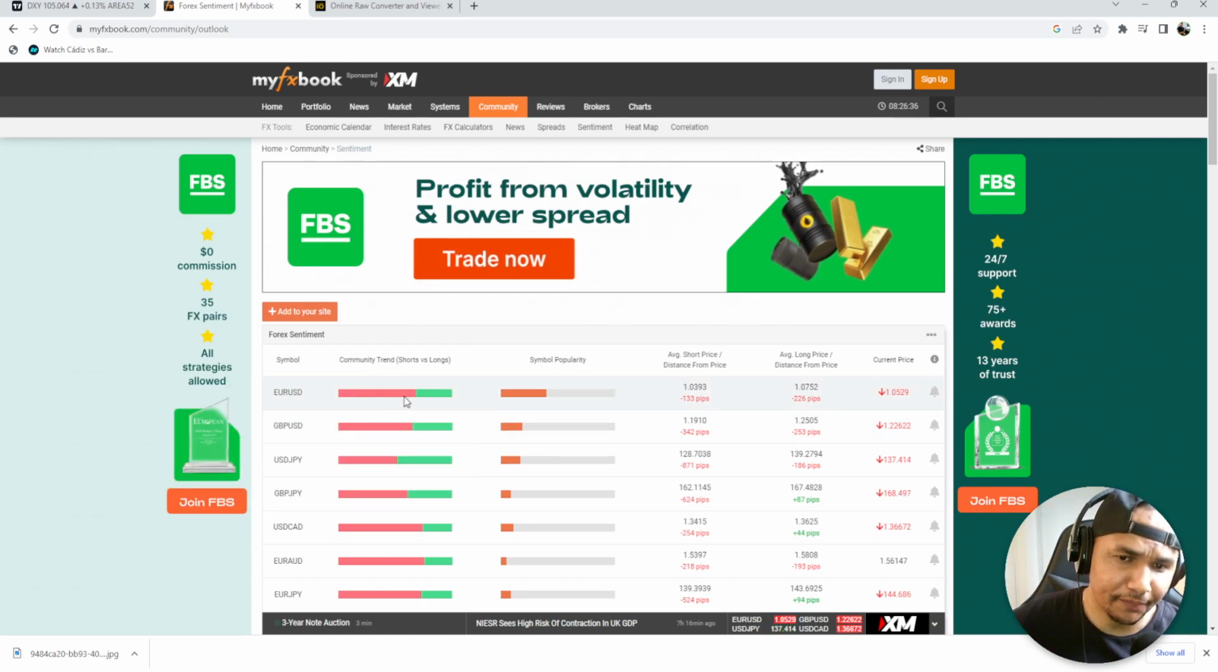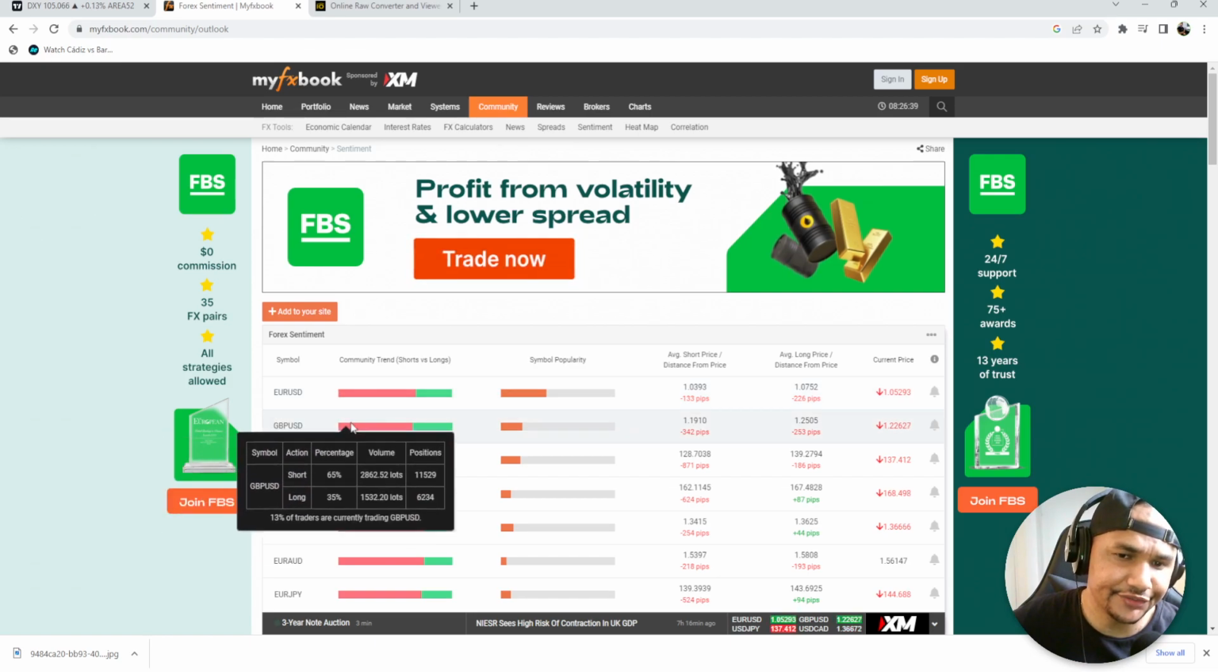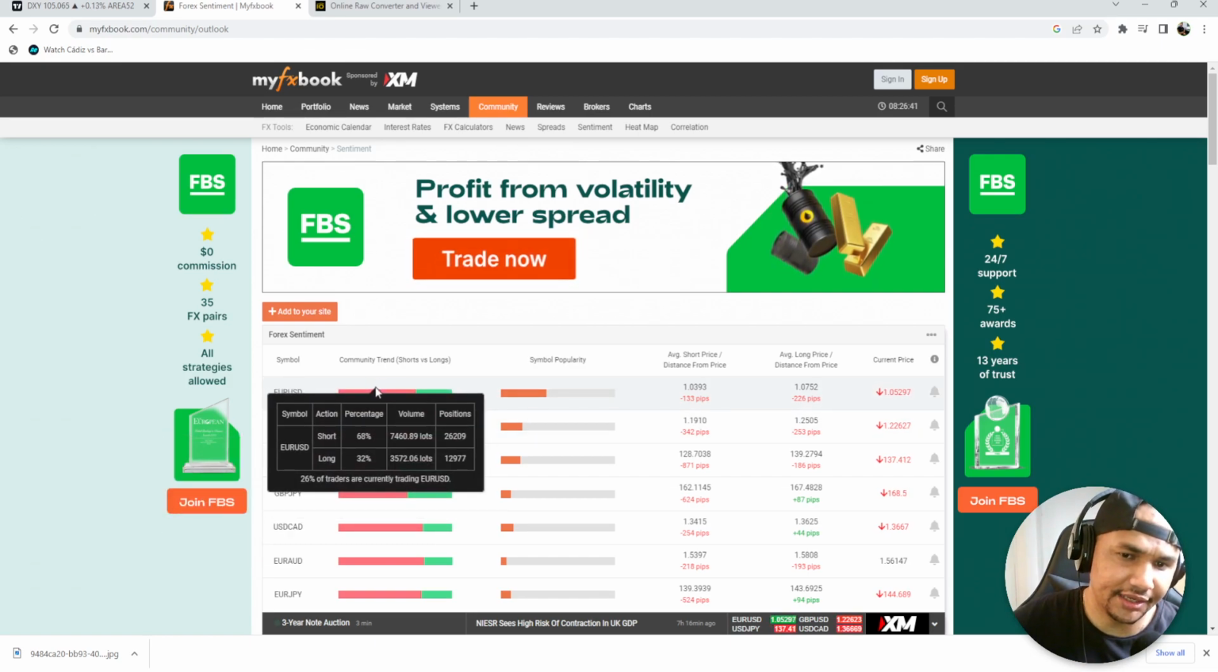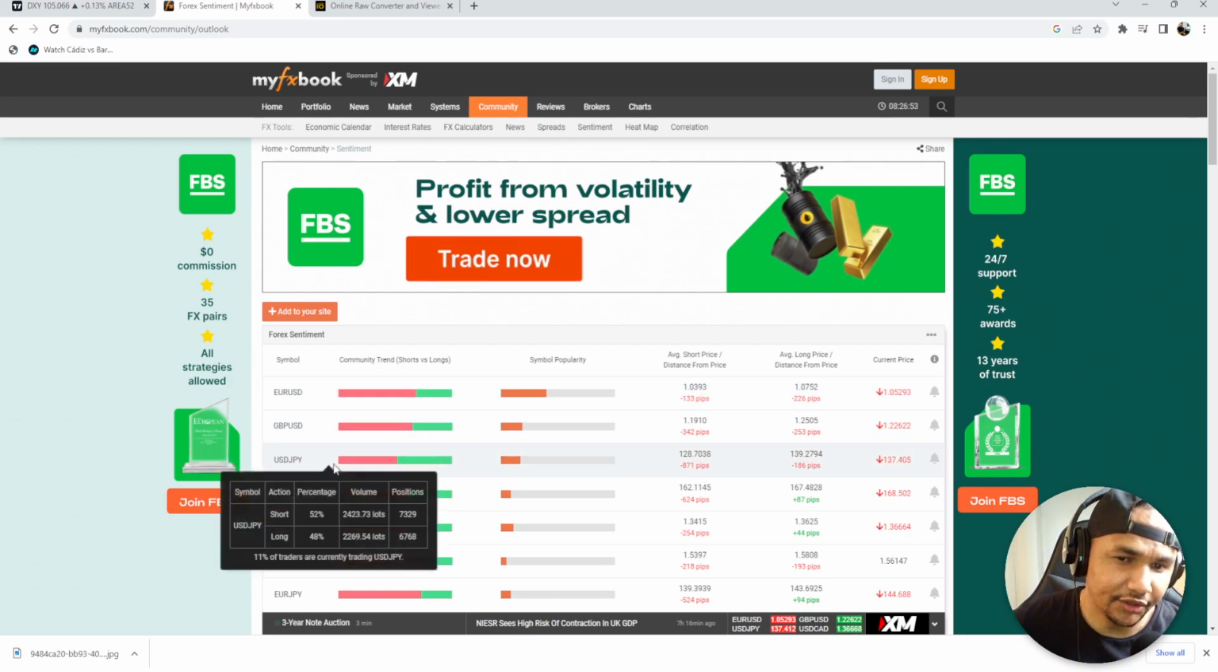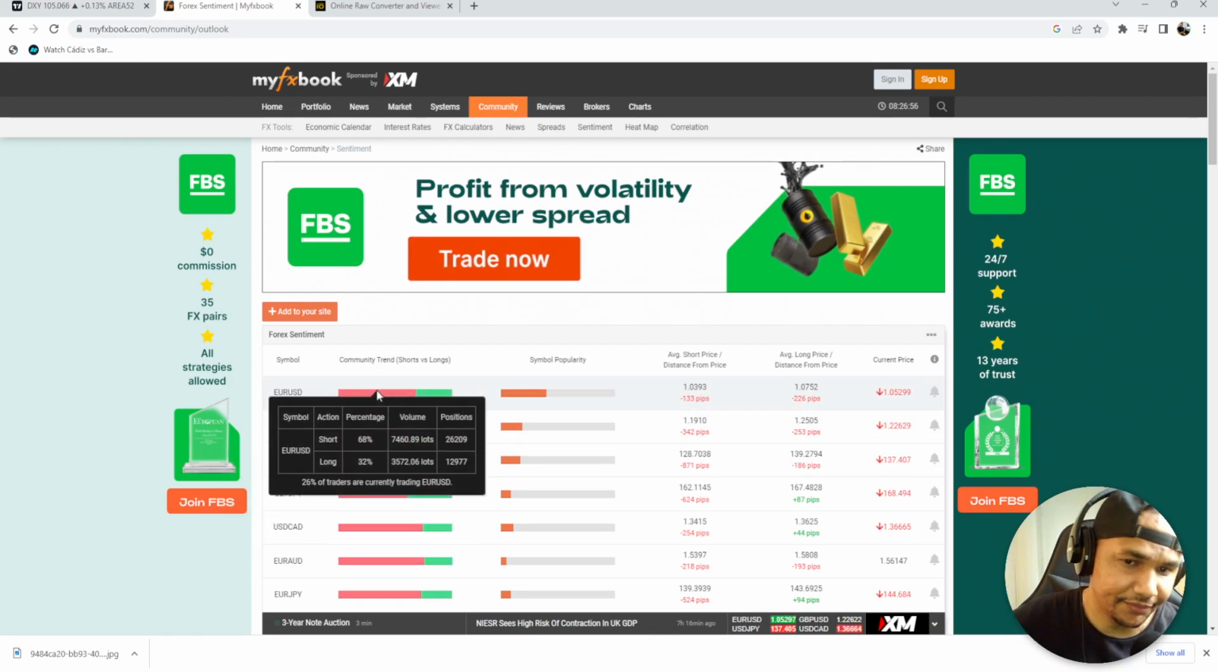As you hover your mouse over any currency pair, you will notice there is something called a symbol, which is the instrument, also the action, whether they're buying or selling, the percentage, and the volume positions. We don't care about the last two. The only things that we do care about are the percentage, the action and the symbol, because we need to know what it is that we are looking at.